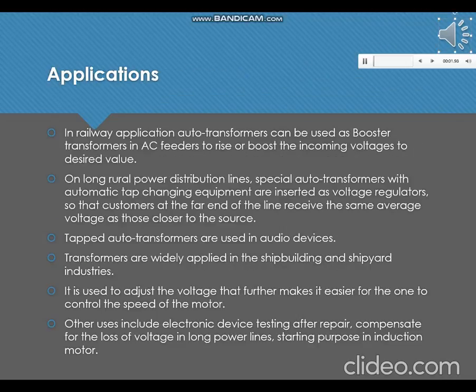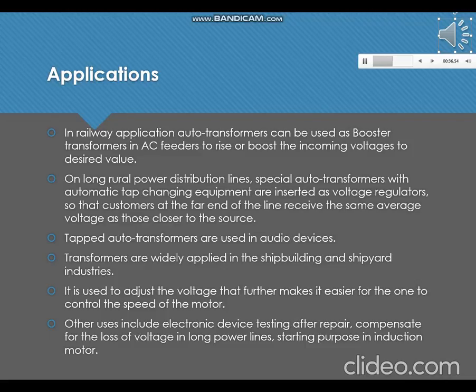Lastly, as we look into the applications, autotransformers are used widely across many industries. For example, in railway applications, they are used as booster transformers. In power distribution lines, with special automatic tap changing equipment, they are used as voltage regulators. Tapped autotransformers are used in audio devices. These devices are used to adapt speakers to match the impedances, as well as to adjust the device to a constant voltage supply.